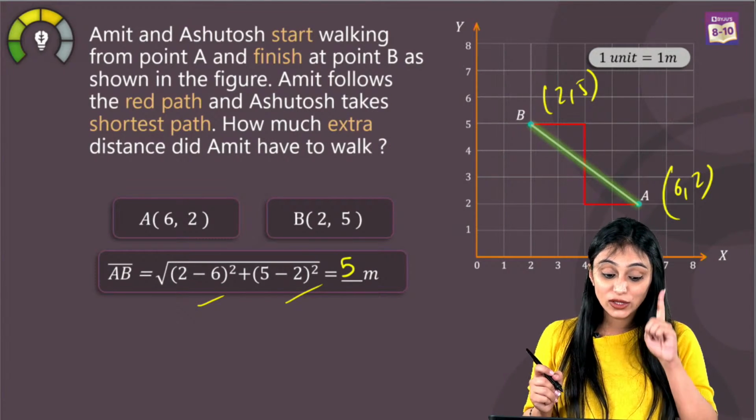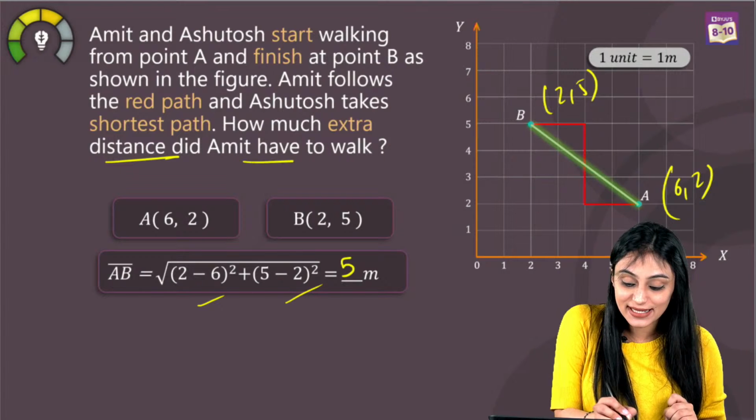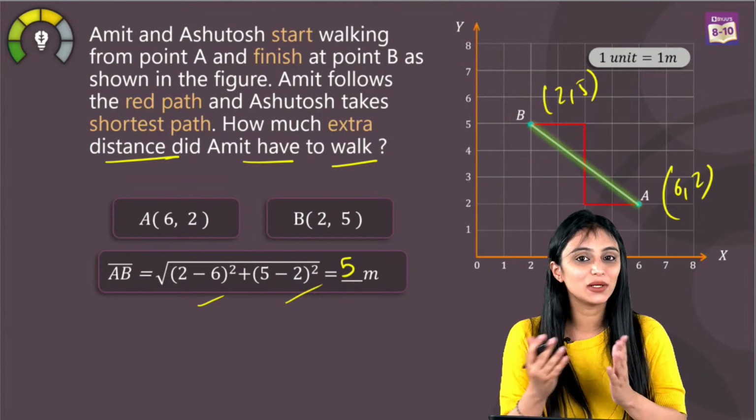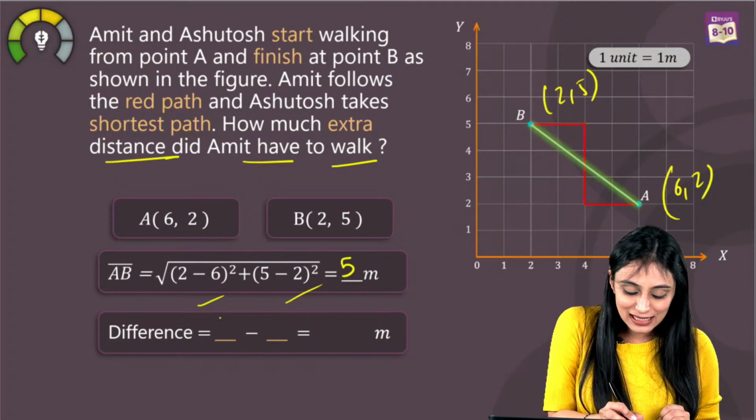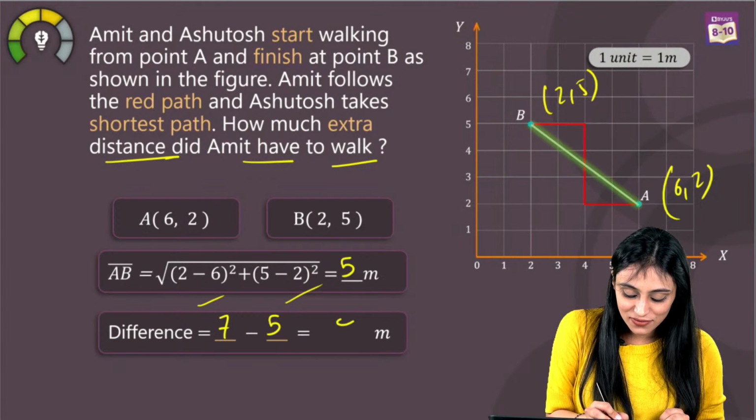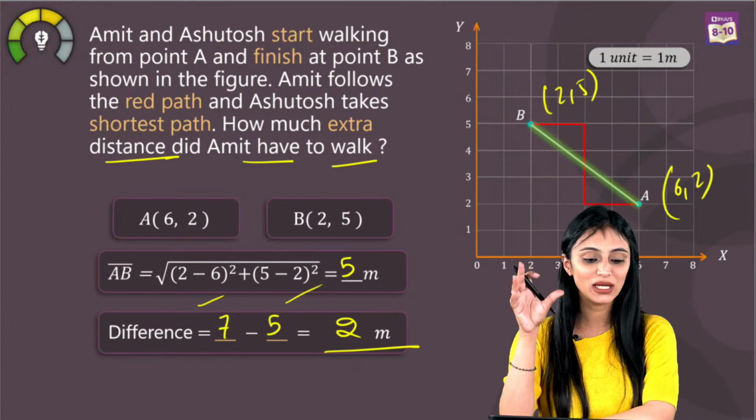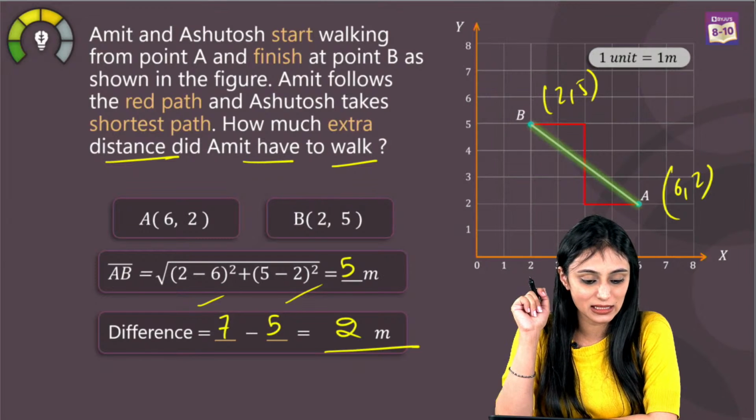meters. Now in the question it was, how much extra distance did Amit have to walk? The difference between their distances, right? Simply I'll subtract them. 7 minus 5, that's 2 meters. So 2 meters is the actual extra distance that Amit had to walk.